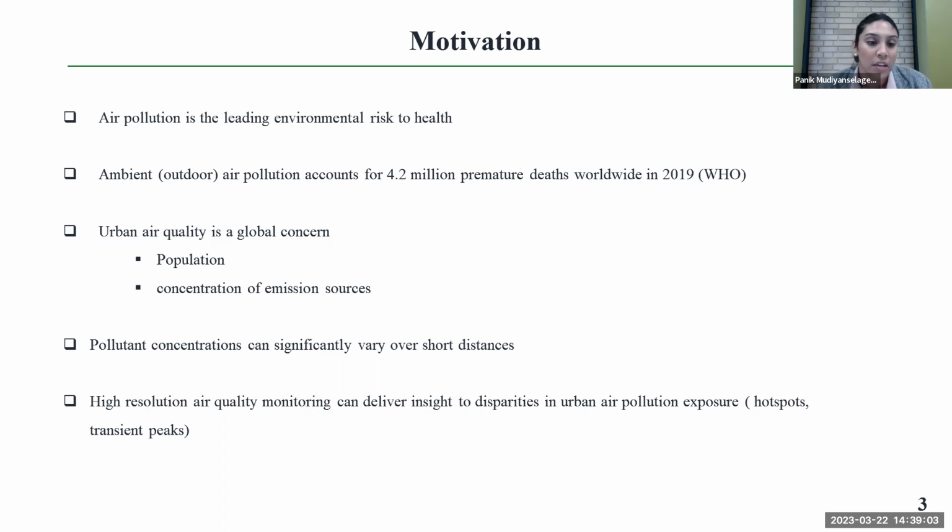So due to the uneven distribution of emission sources that we have, the pollutant concentrations can vary significantly over small distances. So this is why we're looking into high spatiotemporal resolution in air quality monitoring, because this can tell us whether there are disparities in air pollution exposure to specific pollutants, especially within an urban region. So for instance, we can take a look at whether there are hotspots, pollution hotspots from like local emission sources, or we can see whether there are temporary pollution peaks.